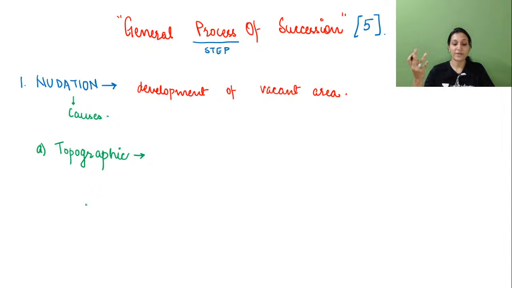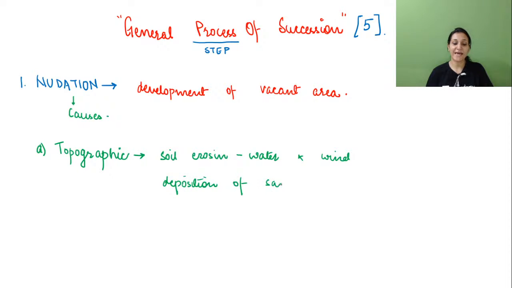What happens in topographic? Because of soil erosion, because of gravity or water or wind, the present community may disappear. Other causes can be deposition of sand, landslide, or volcanic activity. All the topographic activities come under topographic nudation. So we can say soil erosion because of water or wind, or it can be because of the deposition of sand, and there can be many other reasons as well.